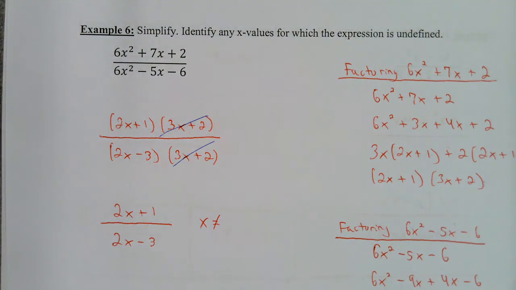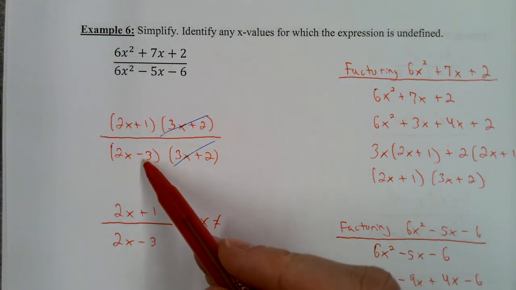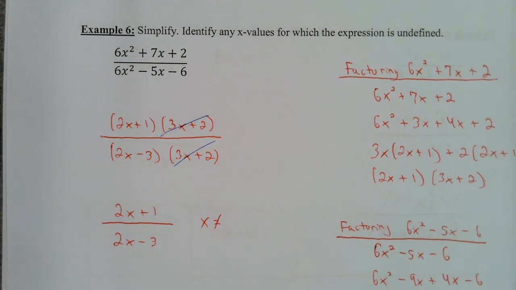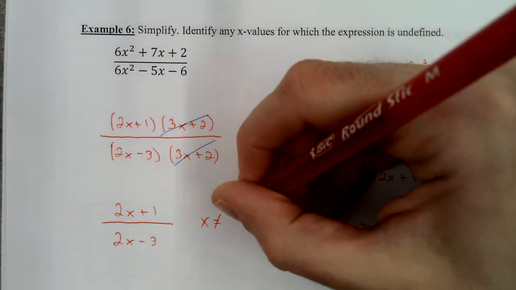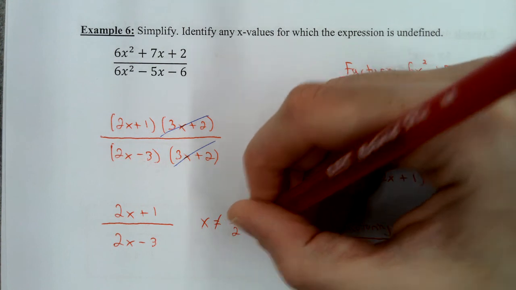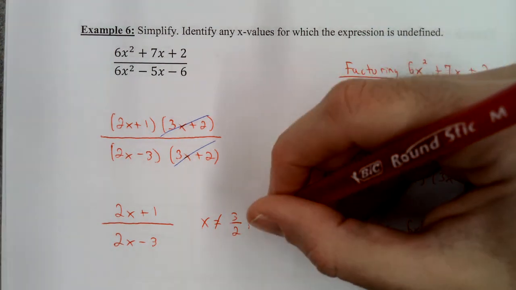For the restrictions, you're going to do this cannot equal 0, and this cannot equal 0. So add 3, divided by 2. x cannot equal 3 halves or negative 2/3. Those are the restrictions.